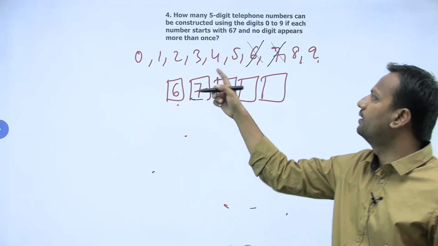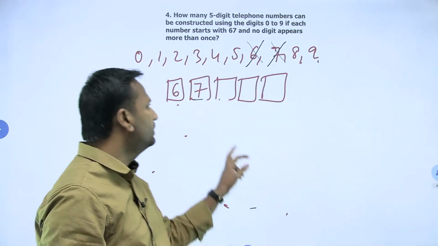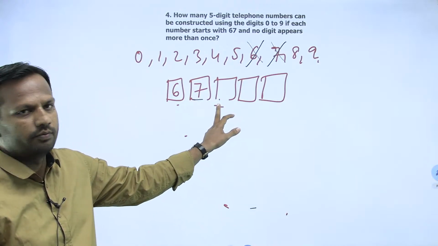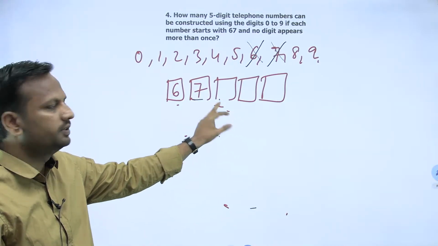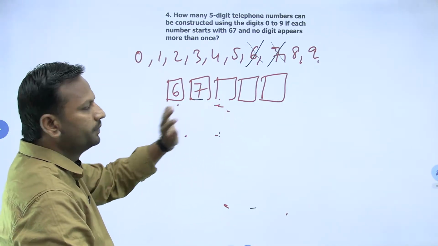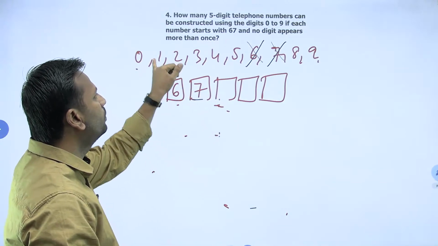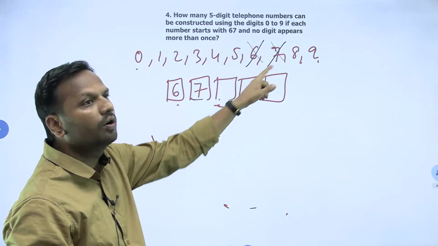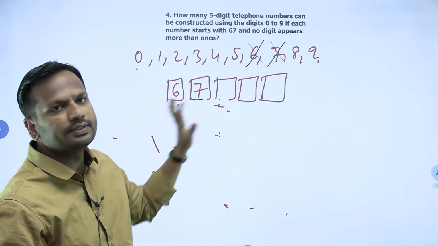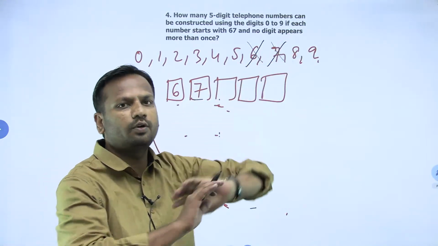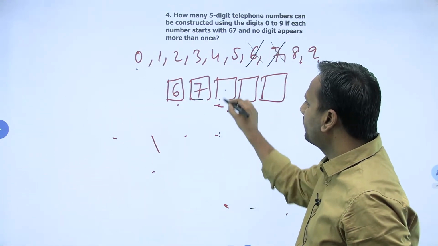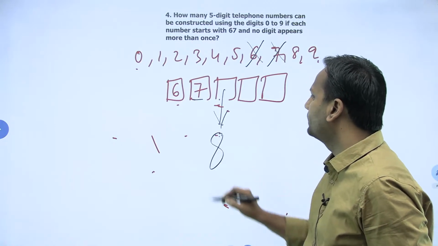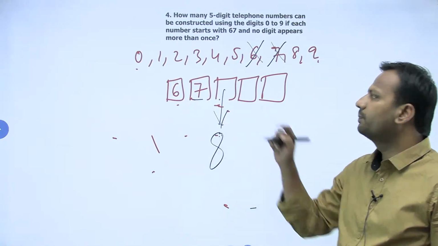How many digits are remaining to fill? In this vacant place, the third one, right? In the third place here, I can fill the number 0 or 1 or 2 or 3 or 4 or 5 or 8 or 9. I should not use 6 and 7 once again here. Why? Because they are saying without repetition. So in how many ways can I fill here? In 8 ways I can fill this third place.